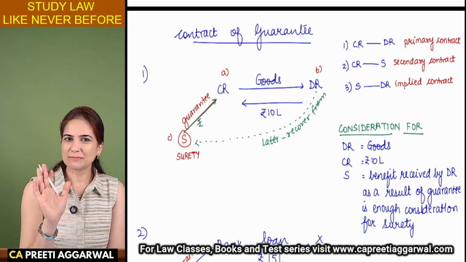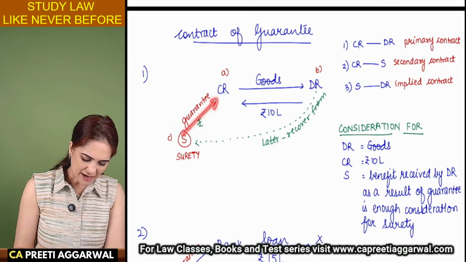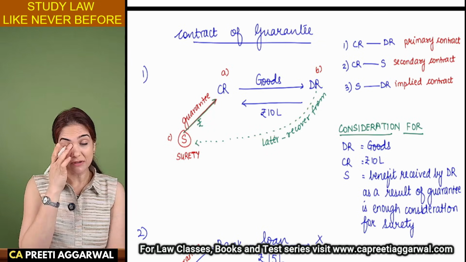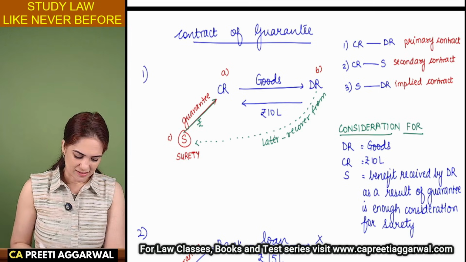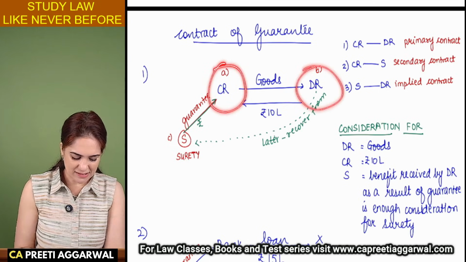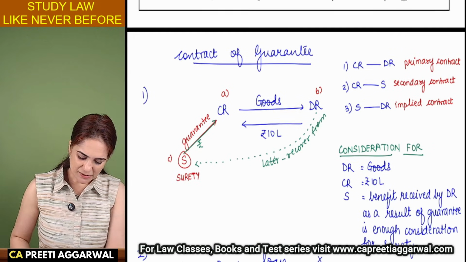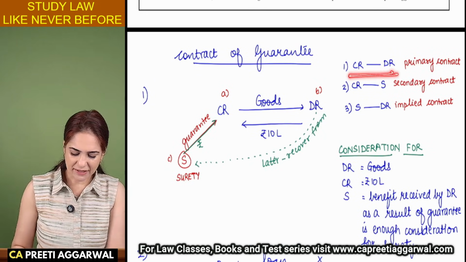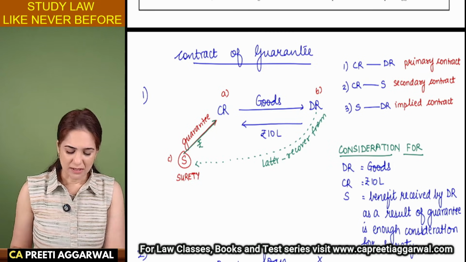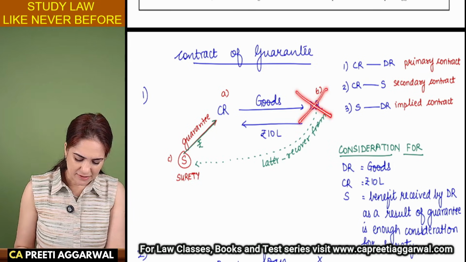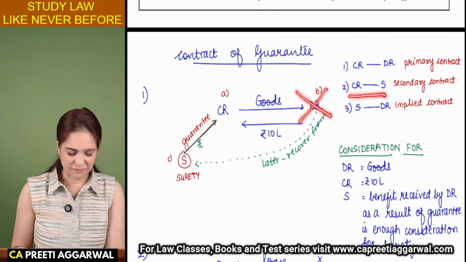S is not doing some kind of charity work over here. He will first pay and then later on recover that money from the debtor. Since there are three parties, there are three contracts. The first is between the debtor and creditor. This is the primary contract, the main contract. If the debtor defaults, the creditor can recover the amount from the friend.